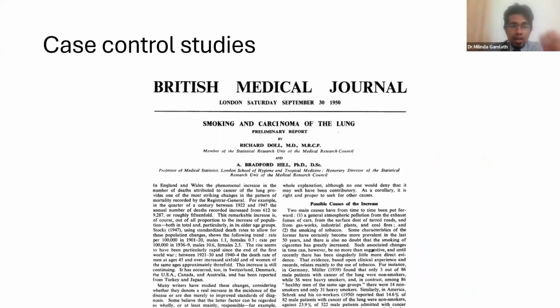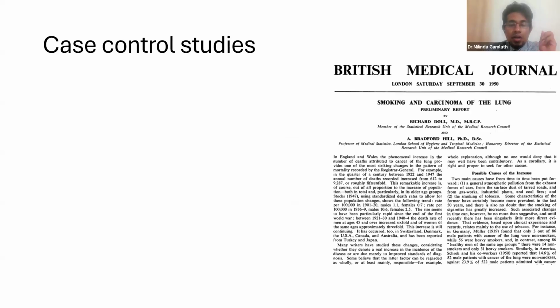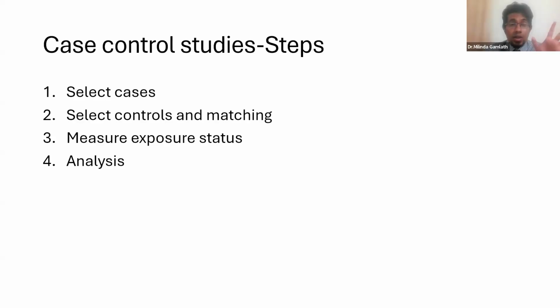The example I gave was actually from here. They have done this study where they took a group of people with lung cancer and another group of people without lung cancer and looked at their past history of smoking, and they established the association between smoking and lung cancer. And this is that research article. So basically, that is how we do a case control study. That is the basis of doing a case control study.